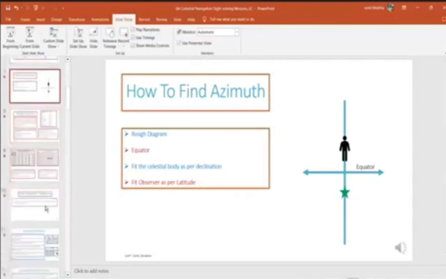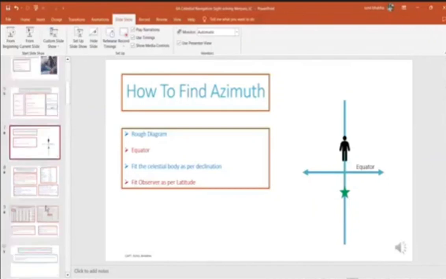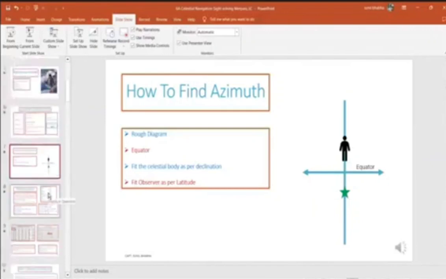Sir, this method we will be using for every celestial body, sir. Yes, sun, star, planet, moon. Every celestial body, beta. Same method, sun, star, planet and moon. It will apply to all the bodies. You can apply it and it will give you the answer. Okay, sir.